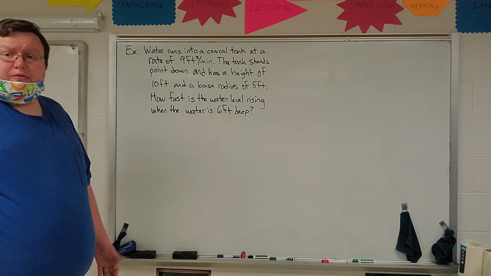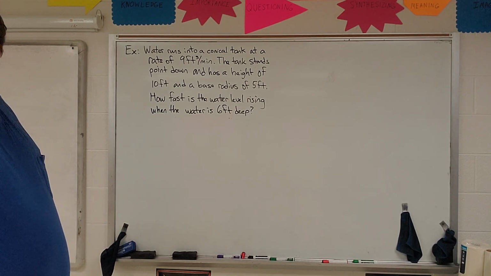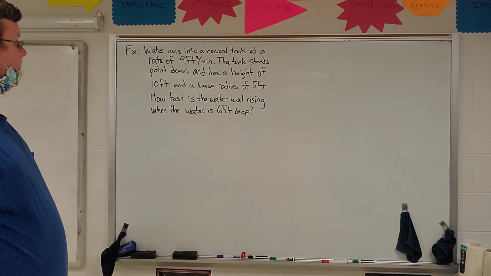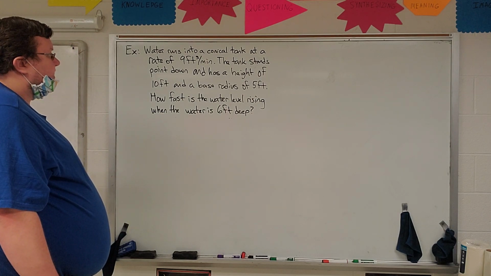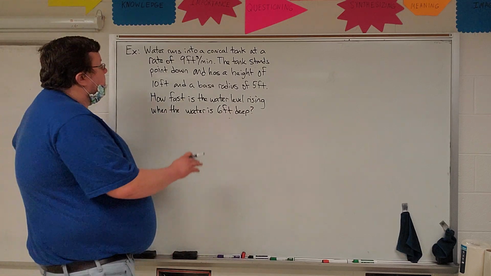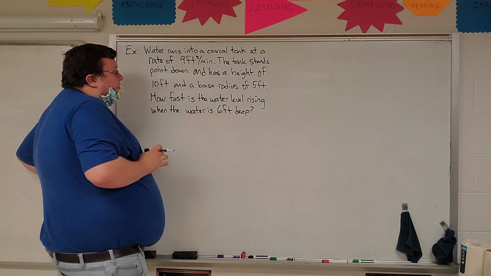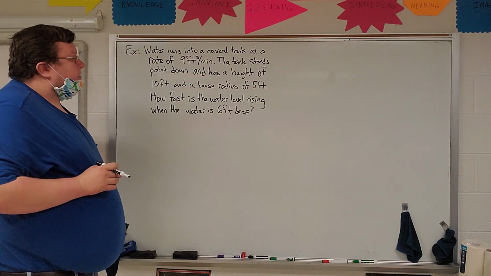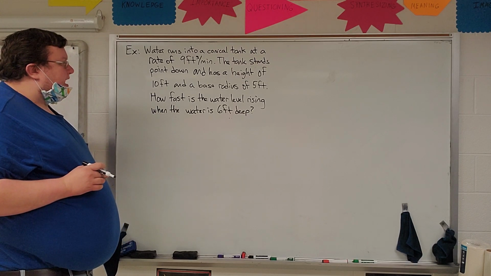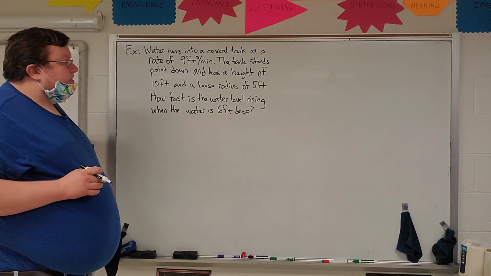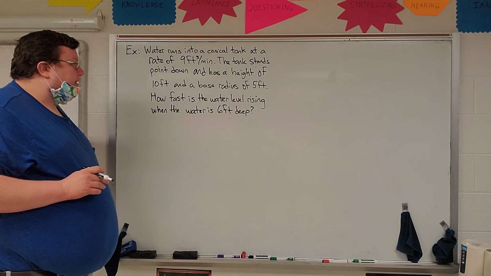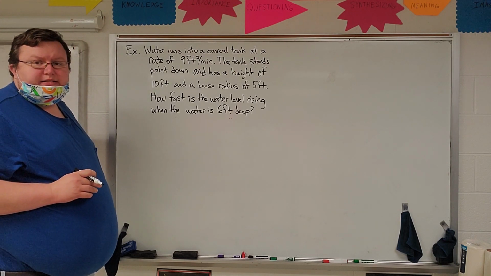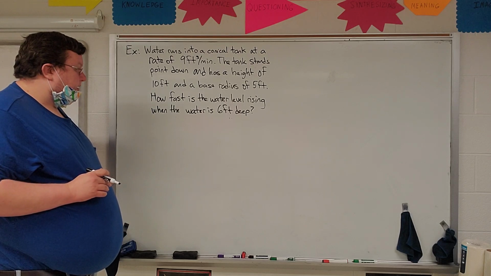So I'm going to read this problem. I suggest you maybe pause it and write this down in your notes. Water runs into a conical tank at a rate of 9 cubic feet, feet cubed, per minute. The tank stands point down and has a height of 10 feet and a base radius of 5 feet. How fast is the water level rising when the water is 6 feet deep?